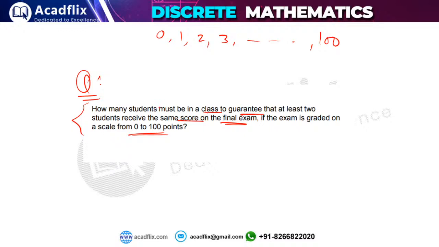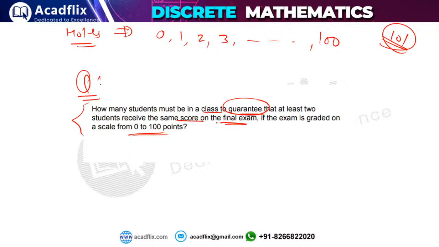Minimum how many students must be there in the class to guarantee that at least two students will have the same score? So you can see, first of all, these are your holes. How many holes are there? Total 101 holes are there.